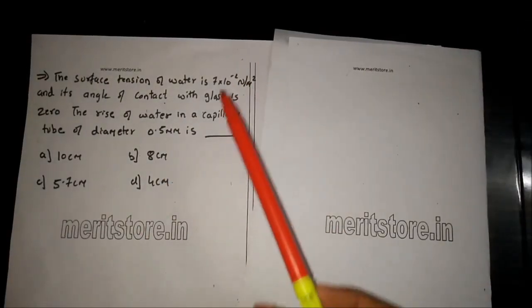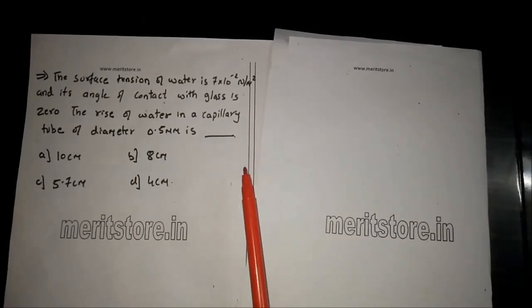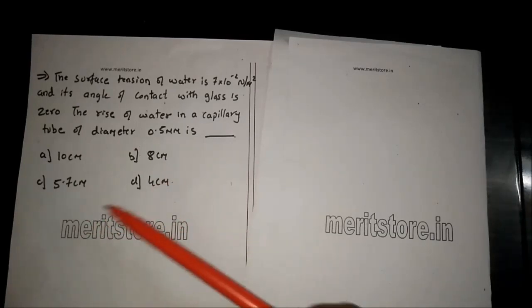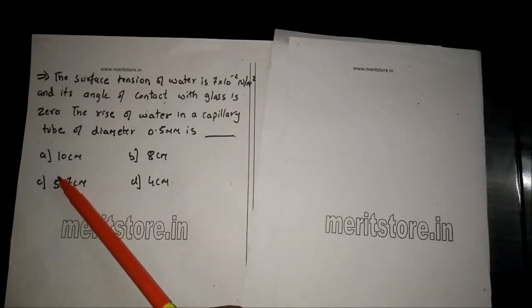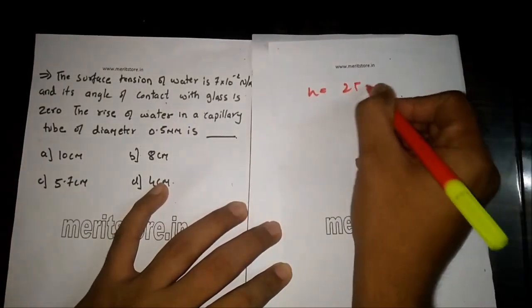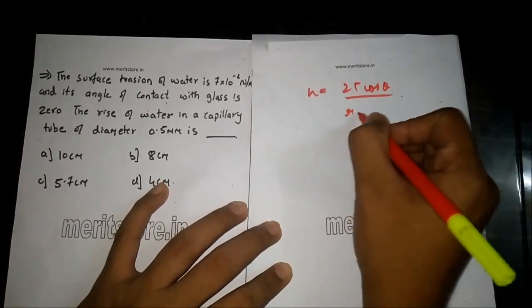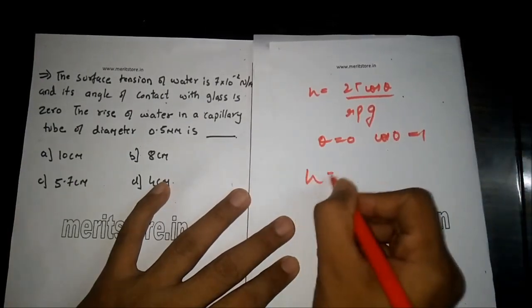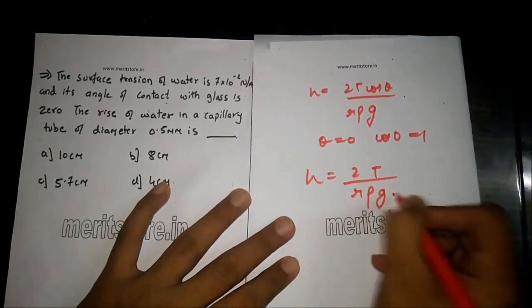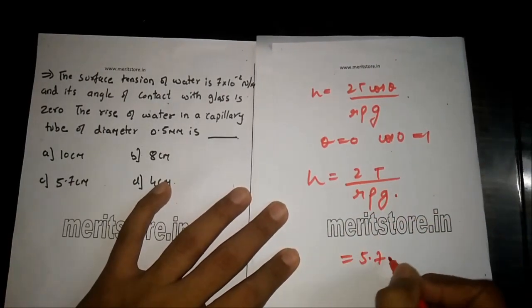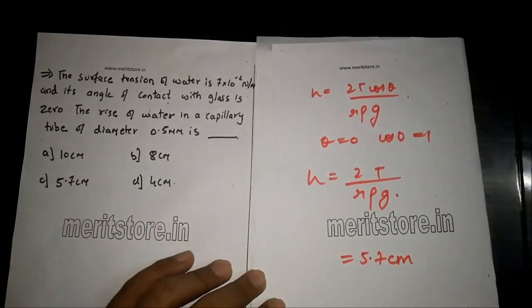The surface tension of water is 7 into 10 raised to minus 2 Newton per meter, and its angle of contact with glass is 0. The rise of water in a capillary tube of diameter 0.5 millimeter is A 10 centimeter, B 8 centimeter, C 5.7 centimeter, and D 4 centimeter. Now we know that h is equal to 2T cos theta upon r into rho into g. But theta for water is 0, therefore cos 0 is equal to 1. Therefore h is equal to 2T upon r into rho into g. Upon substituting the values of T, r, rho and g, we'll get the answer as 5.7 centimeters. Therefore the correct answer is option C.